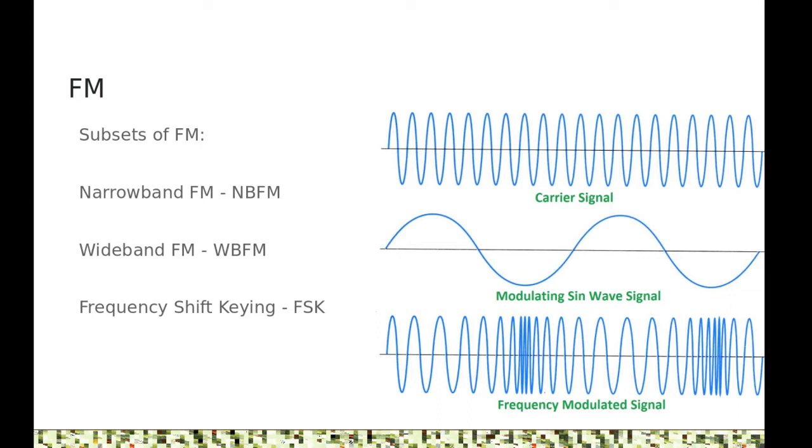And then there's wideband FM, that's your typical FM radio station like you'd listen to in your car. And then there's frequency shift keying for when you're doing digital data, and basically you're going back and forth between one frequency or another to represent your ones and zeros. Any questions on AM and FM up to this point?